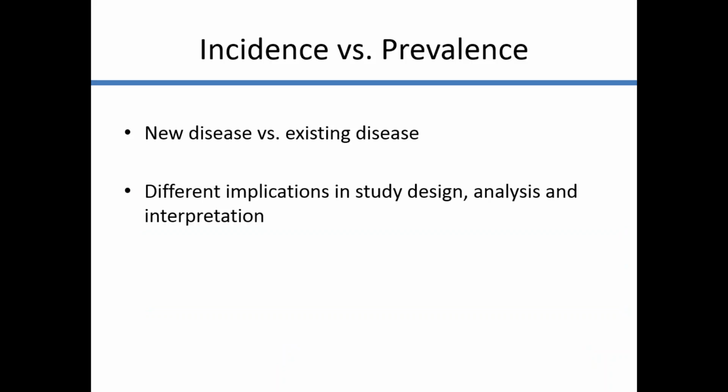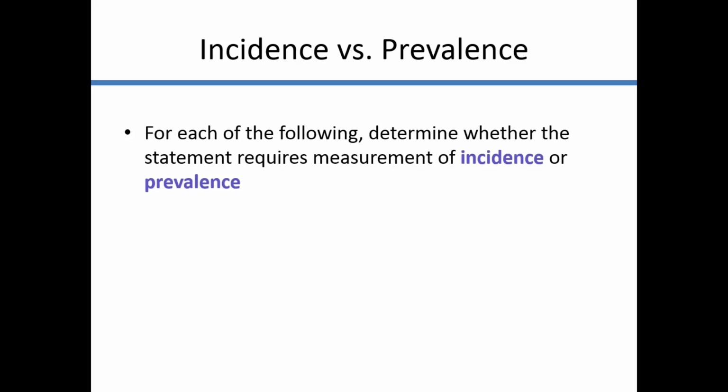But we're going to give you a little quiz in a second. Incidence versus prevalence: new disease versus existing disease. Now, there are different implications for incidence and prevalence in study design, analysis, and interpretation. So it's important to get these two concepts straight. For each of the following, determine whether the statement requires measurement of incidence or prevalence.